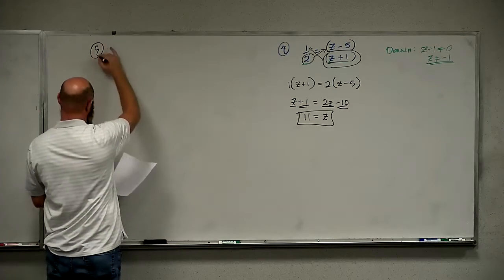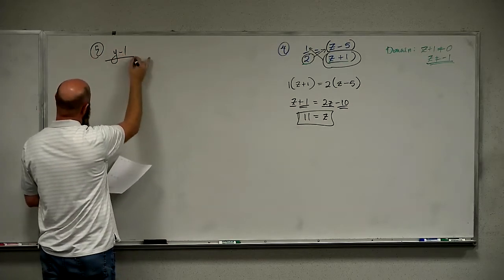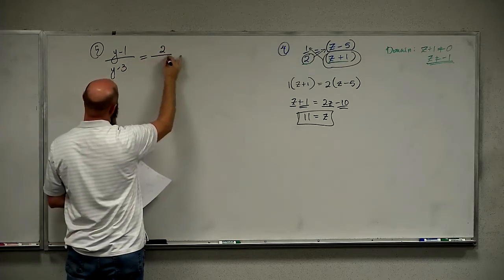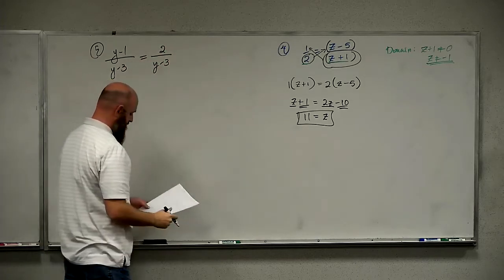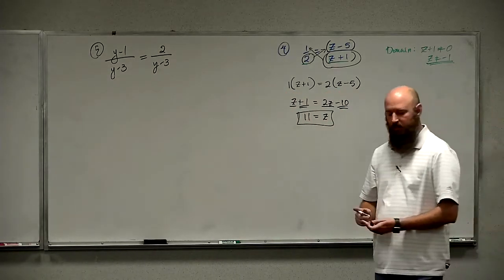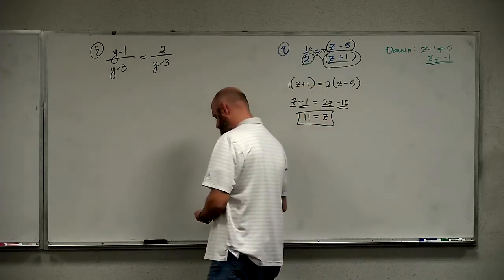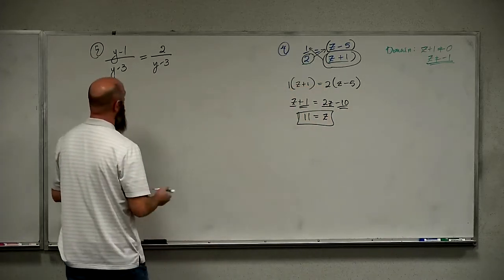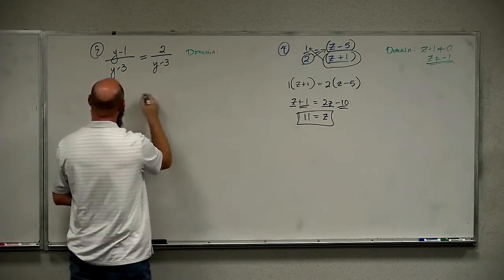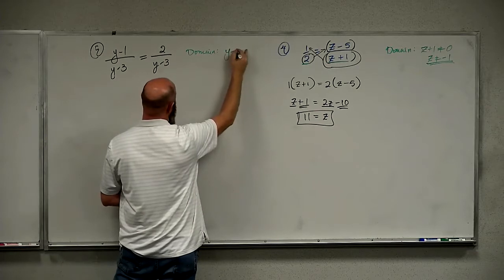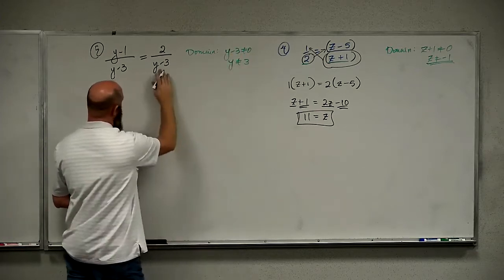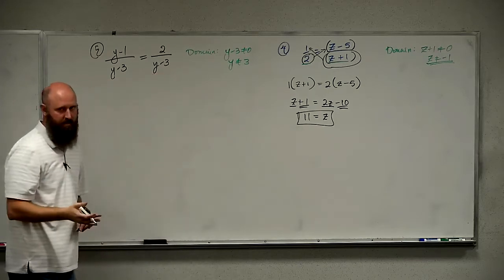Next one, 5. So y minus 1 over y minus 3 equals 2 over y minus 3. All right, let's go ahead and check that domain. I've already made that mistake once, so I don't want to make it again of not checking that. So my domain here, we know we have y minus 3 cannot be 0, so y cannot be 3. We have it again, so I don't need to work it twice, okay?